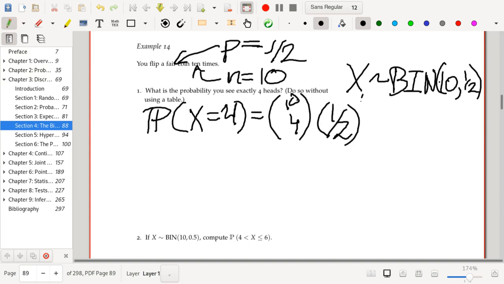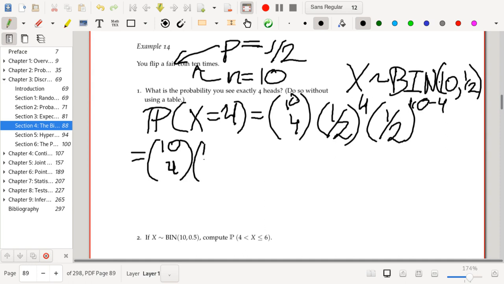1/2 to the power 4 and 1/2 to the power 10 minus 4. You're probably noticing we have 1/2 to the power 4 and 1/2 to the power 10 minus 4, so that's the same as 10 choose 4, 1/2 to the power 10. That's basically because 1/2 is equal to 1 minus 1/2, so maybe I should write 1 minus 1/2 to be a little bit more clear. But if instead of 1/2 we said the probability of getting heads is 0.1, then thinking about the probability mass function this way would have been correct. It's not more correct because the other one is incorrect.